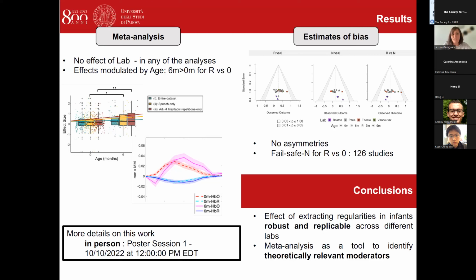In conclusion, the effect that we investigated is robust, replicates well across different labs and different experimental conditions, and we show that the meta-analysis is a valuable tool to identify relevant moderators, theoretically relevant. For example, in our case, we reveal a developmental trend that would not be revealed in any single study due to the sample size.